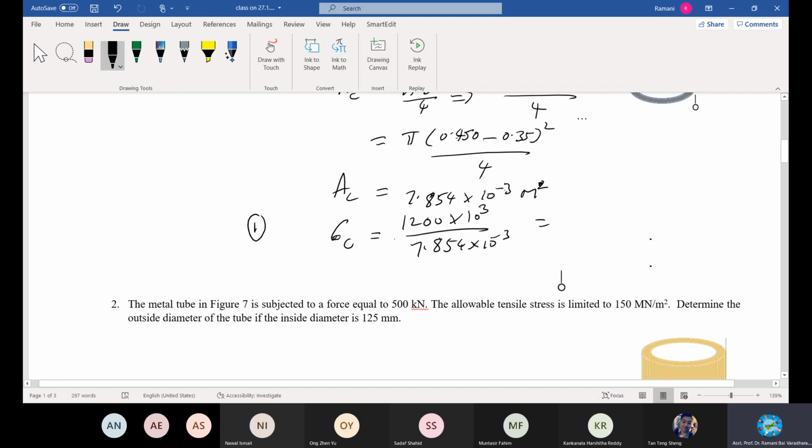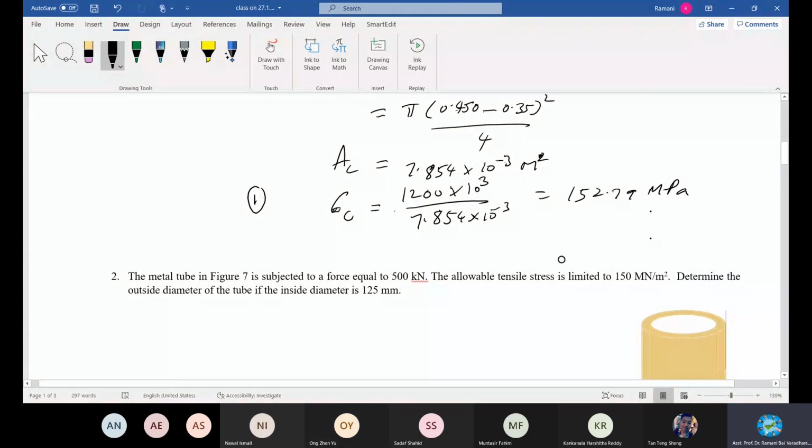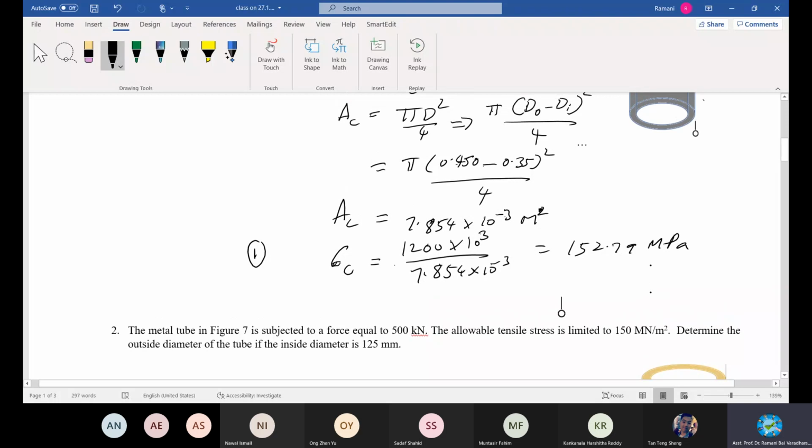Okay. What is the answer you are getting? Any other? Miss, I get 152.79 megapascal. All are getting the same answer? Any other answer? Okay. Yes. Let it be. I will check later. As long as your calculation is perfect, I mean the area is correct. Please double check the area. Did you square and divide? Okay. As long as these numbers are correct, I will double check again.